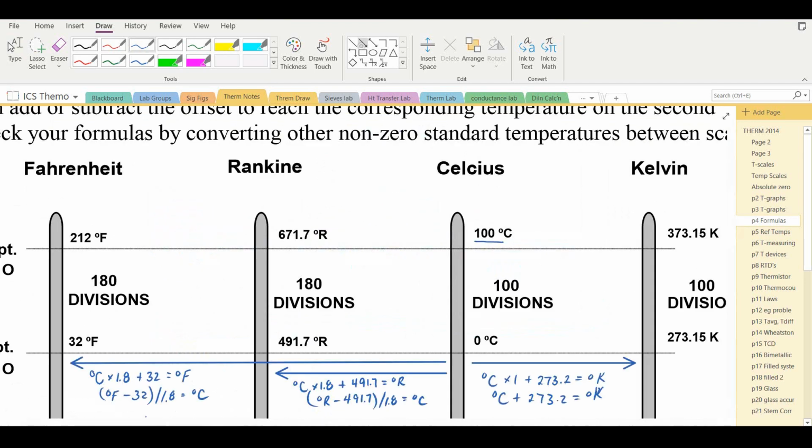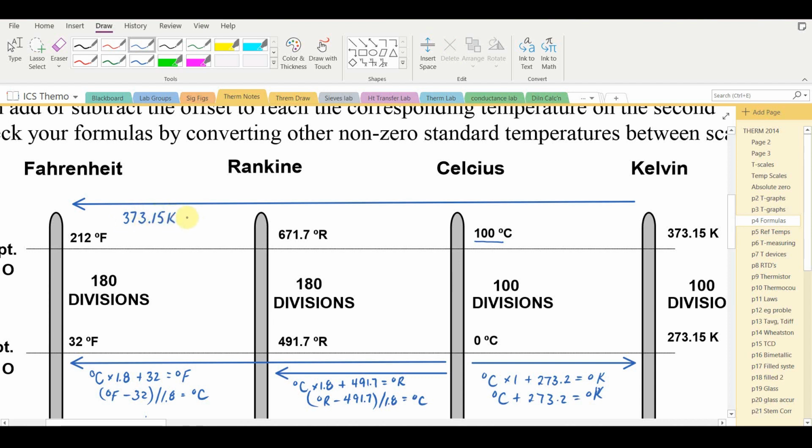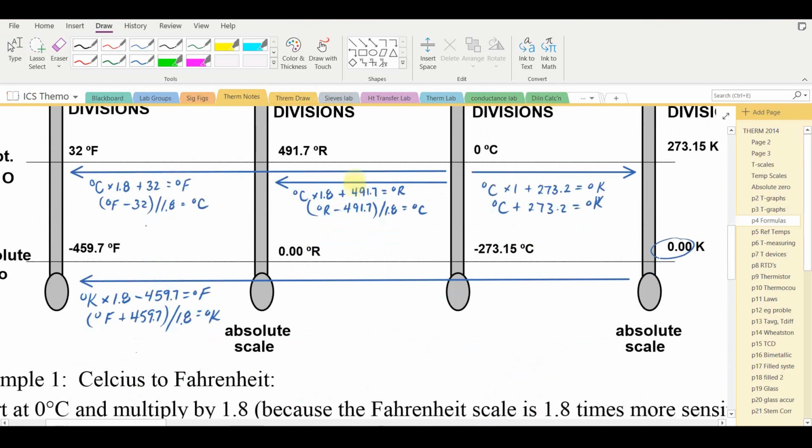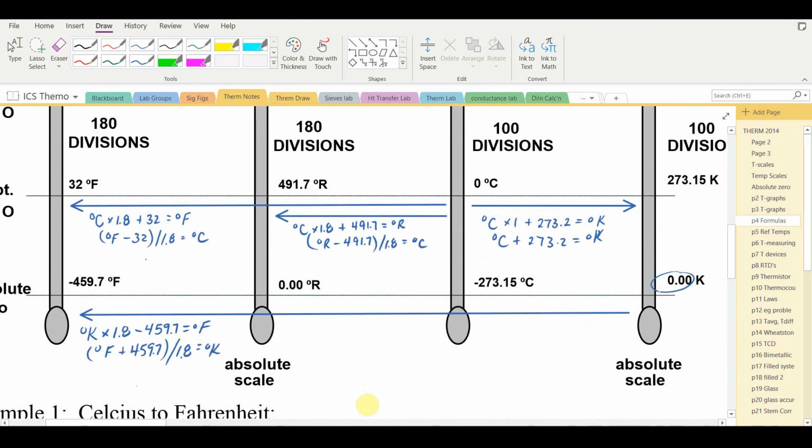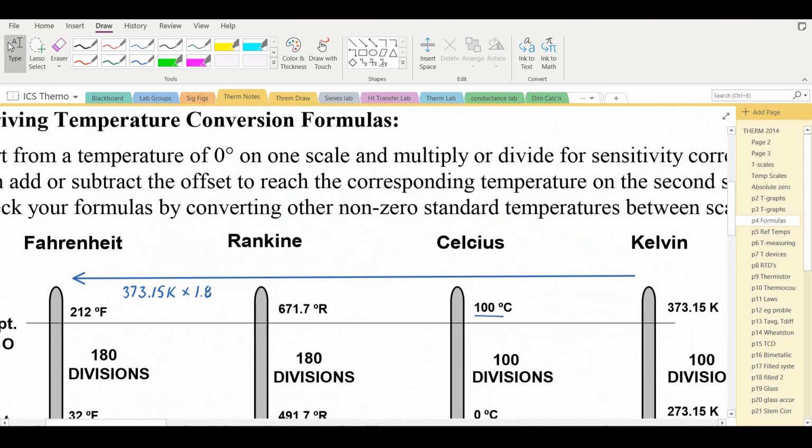Let's check it out. Starting at Kelvin all the way to Fahrenheit. So we said we got 373.15 Kelvin times 1.8, and then we have this offset of minus 459.7. So what's that give us?